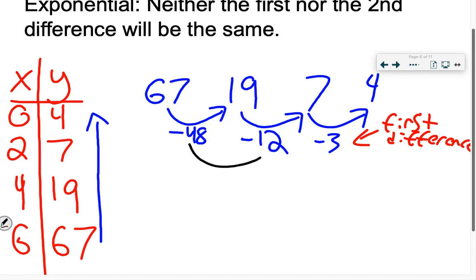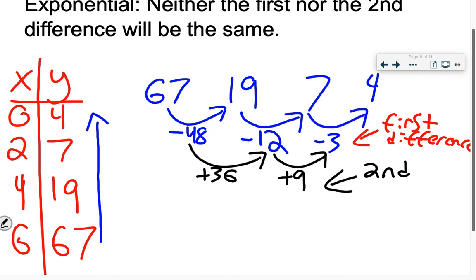So what do we add to -48 to get -12? Okay? So you should add 36. Because if you're -48 and you add 36, that'll get you back to -12. Well, let's see what happens to this one. What do we add to -12 to get to -3? Well, that should be a +9. Is the second difference the same? No, it is not. So that means if neither are the same, then it's going to be exponential.